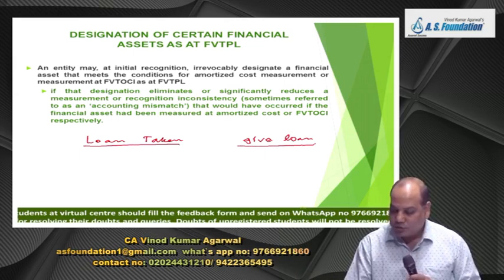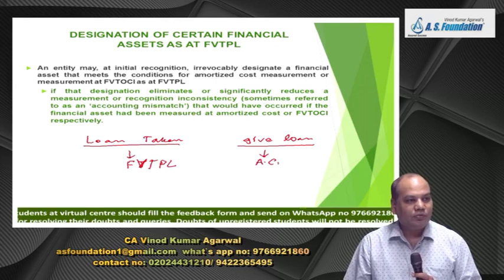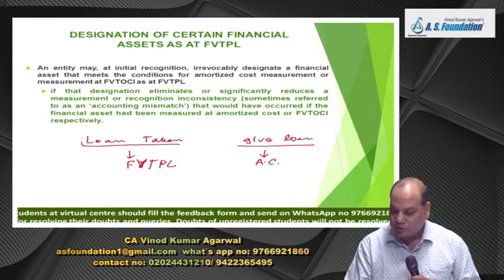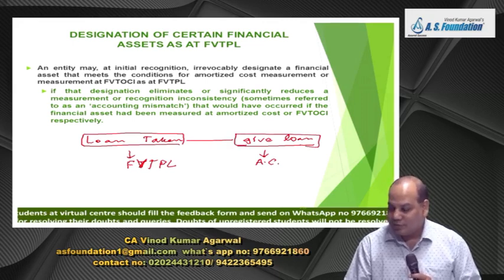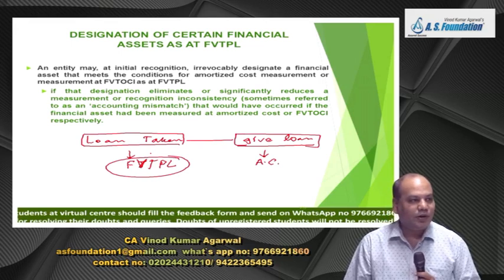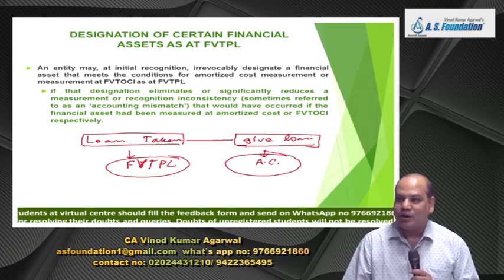Now suppose this is measured as FVTPL, fair value through profit and loss, and the loan I measure at amortized cost. There will be an accounting mismatch because this loan is taken to finance this asset only. Here I am going to recognize the change in fair value in the P&L account, but here I am not recognizing the change in fair value to the P&L account at all. It is measured at cost. So the profit and loss account will be volatile: accounting mismatch.